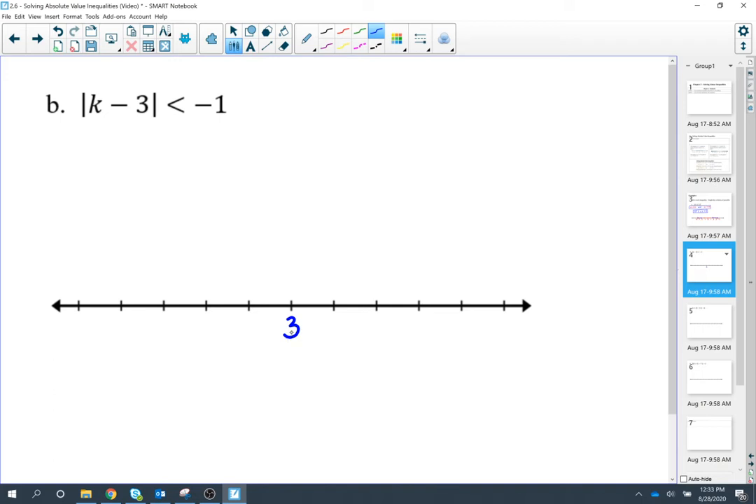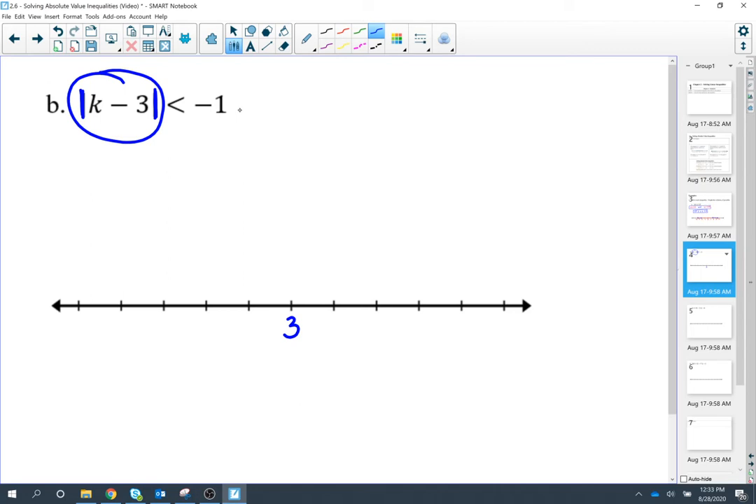Okay, how can an absolute value be less than a negative number? Think about that. If you take an absolute value of something, you have these absolute value bars. What do absolute value bars always do to something? Don't they make it positive because it's a distance, and a distance is always positive? So how are we ever going to do this and get a number smaller than a negative?